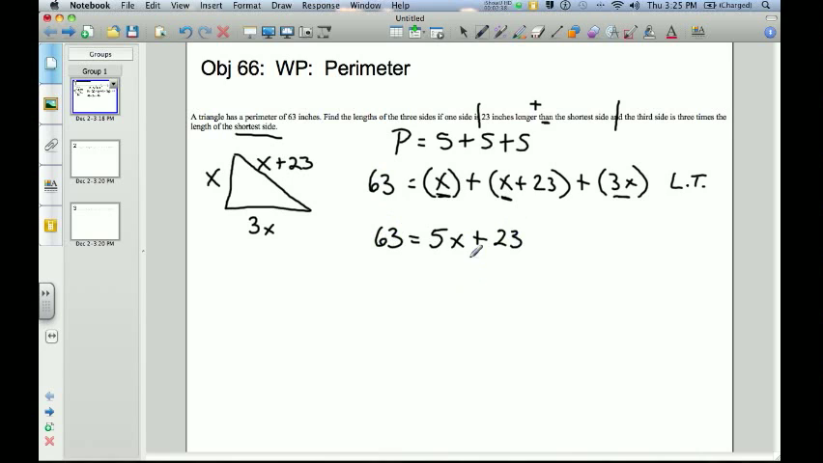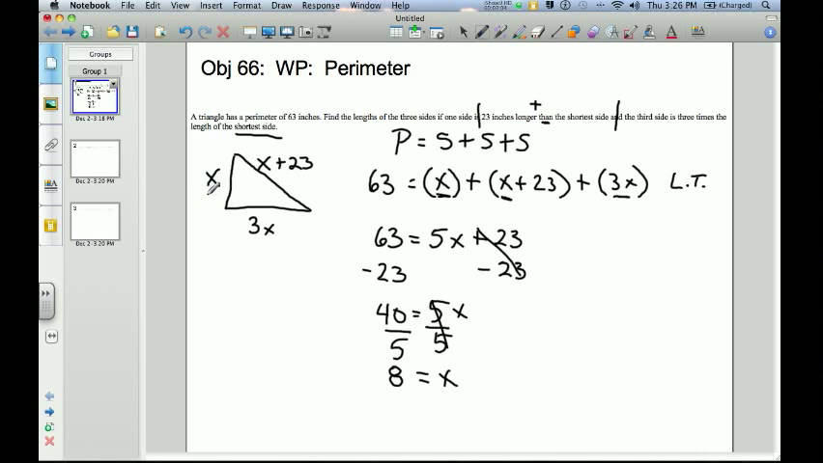Now we're back to a two-step equation. So we take and get rid of the 23. So these two will cancel out. We're left with 5x. We subtract the 23 from 63, which gives us 40. We're going to divide by 5. And we find out that our shortest side is 8.